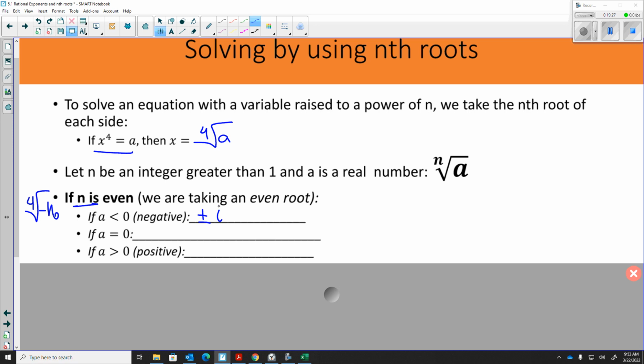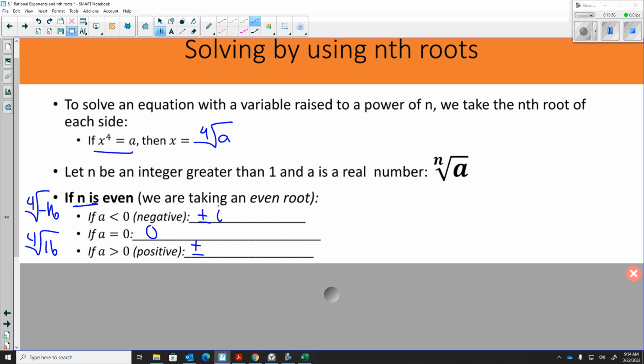If the number is 0, it doesn't even matter what's going on. It's just going to be 0, right? And if the number is positive, that would be just like the fourth root of positive 16. It's not negative anymore. You don't need an I, but you do still need the plus minus. Okay? So when we're talking about even roots, if it's a negative number, you get plus minus I. If it's a positive number, you just get plus minus.